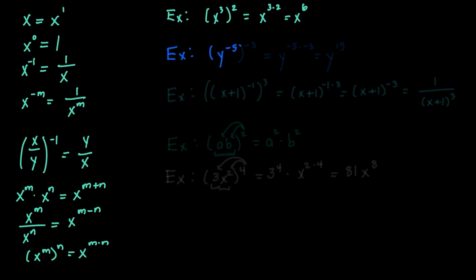y to the negative 5th raised to the negative 3rd. Power to a power, so I multiply. So negative 5 times negative 3 is y to the positive 15.